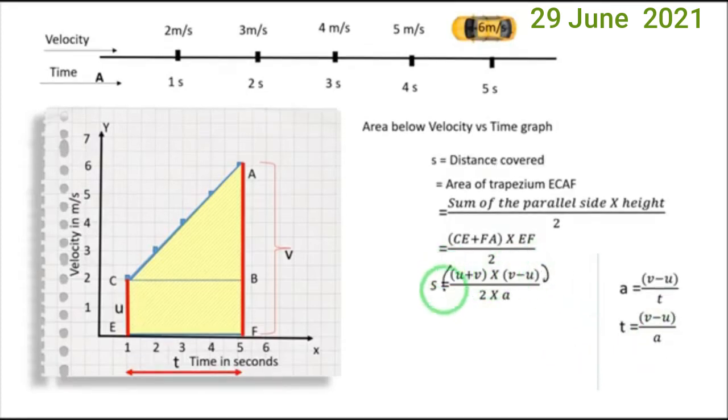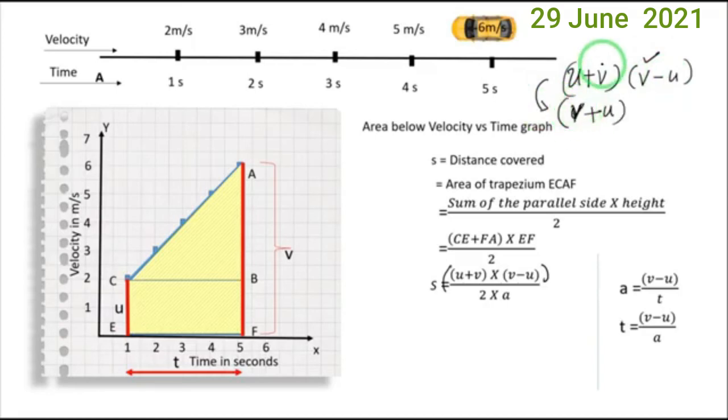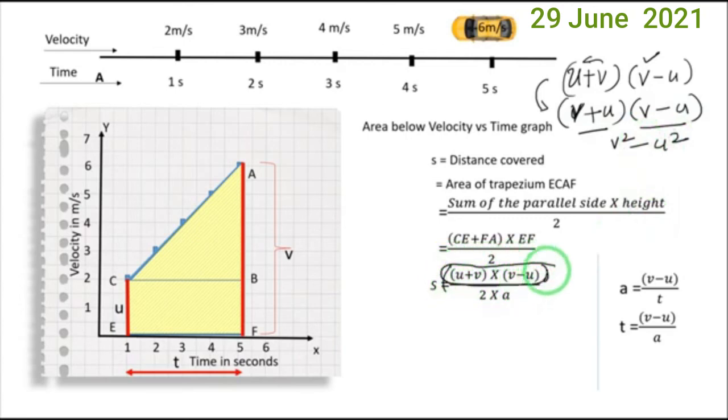Now look at this function: U plus V into V minus U. This can be written with the first function as V plus U, interchanging this: (V plus U) into (V minus U). And why did I do that? If you multiply these two functions, you will get V square minus U square. That means this particular function can be replaced by V square minus U square.